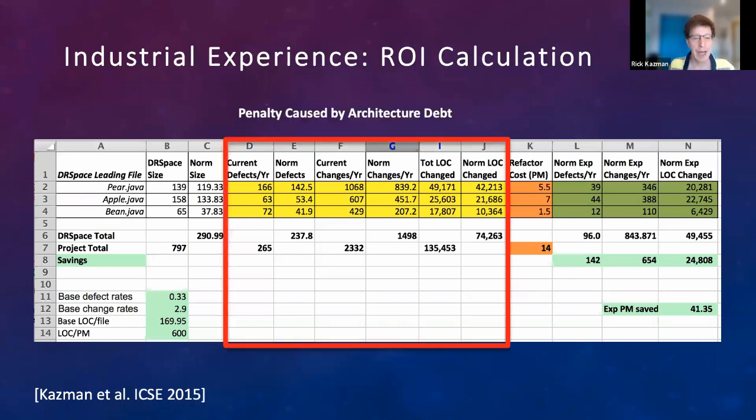And what we did is we found the most flawed clusters of files within that project. And we looked at how many bugs, how many changes were these experiencing on an annual basis. And we calculated the number of defects in each of those clusters of files, the number of changes, and the lines of code required to fix those bugs and implement those changes, because lines of code translate to effort, right? So that was our measure of effort, was lines of code.